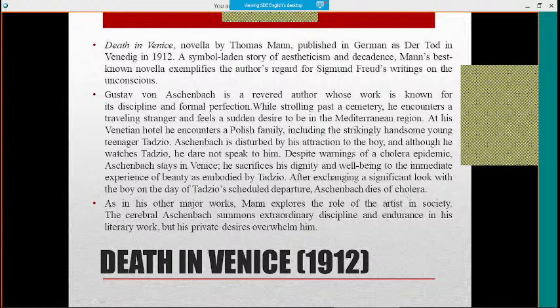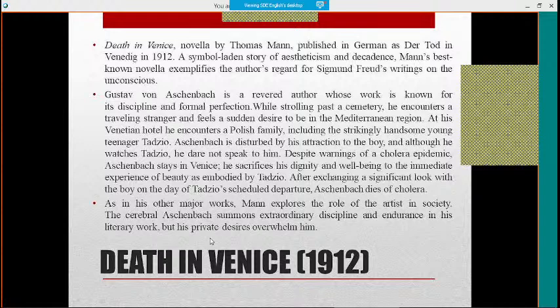Okay, what is the role of the artist in society? This is a very cerebral work, one which gives you a lot of thoughts. It is talking about how an artist, in an outward manner, might be following a lot of discipline and endurance, but in private he has a lot of desires that might be overwhelming him.